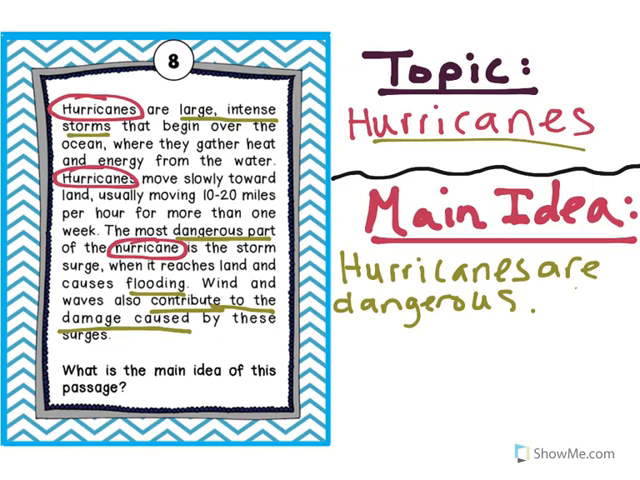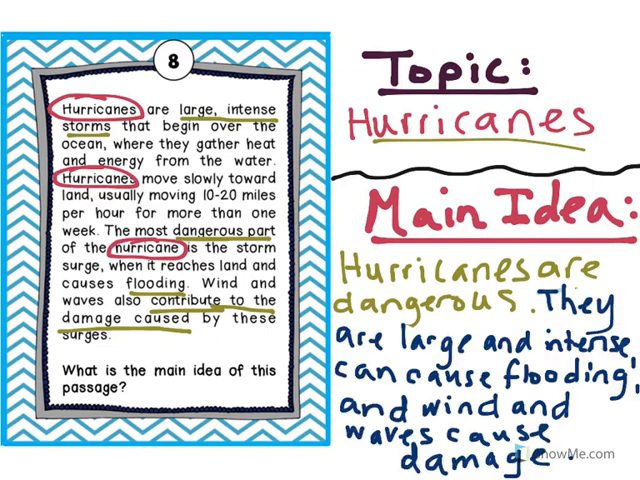Because that's all part of your brain trying to process what's going on and what you're trying to say. What's this passage really trying to say? So now, those things that I underlined in the text, I can write as supporting details. So here's my completed main idea and supporting details. Hurricanes are dangerous. They are large and intense, can cause flooding, and wind and waves cause damage.